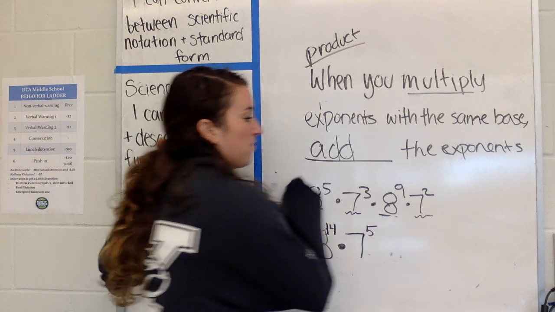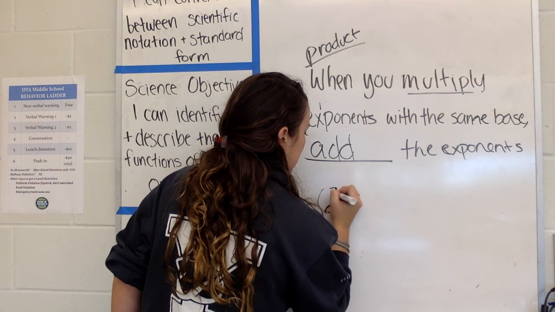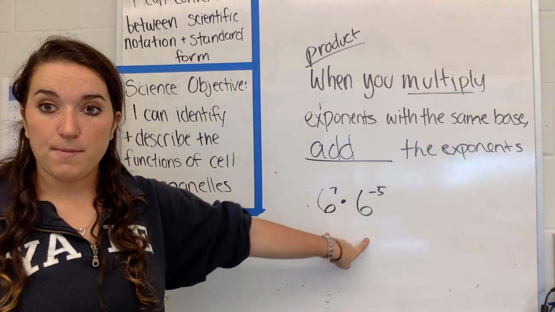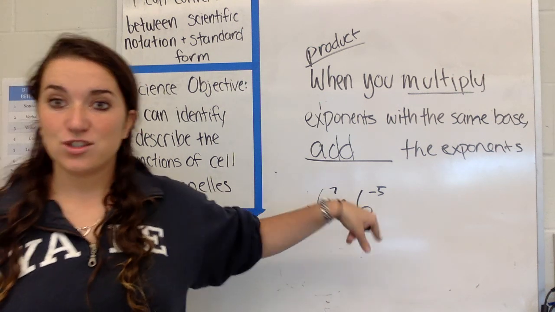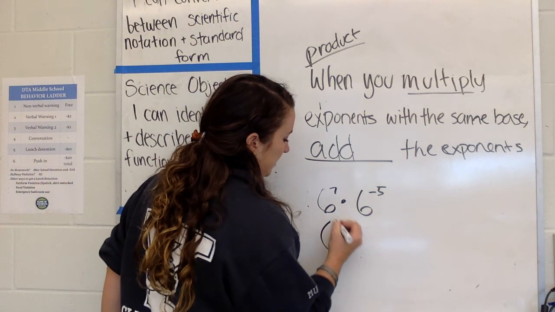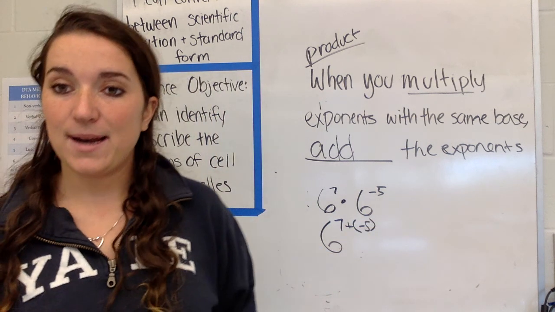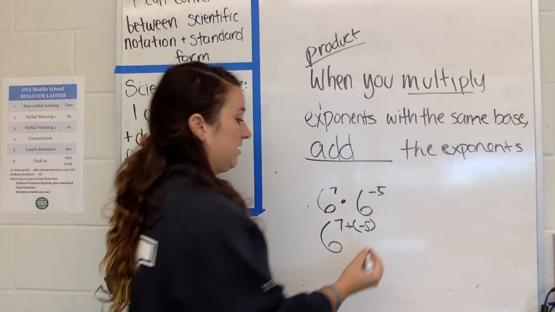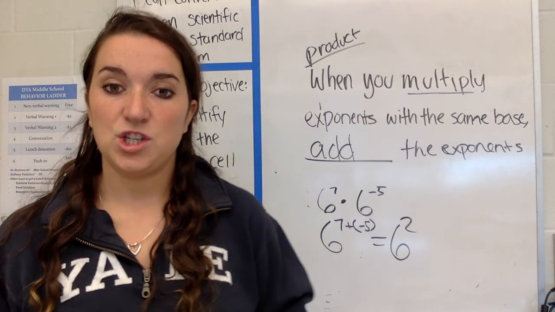For the next one, we have 6 to the 7th times 6 to the negative 5th. Are we multiplying? Yes. Do we have the same base? Yes. So we can do what? Add the exponents. So I'll have 6 to the 7 plus negative 5. Grab a calculator, plug 7 plus negative 5 into your calculator. You'll get 6 squared.